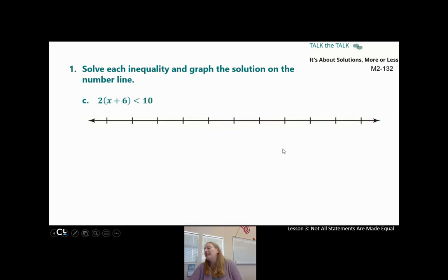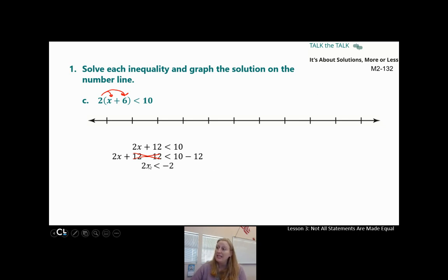For part C, the first thing I noticed is that I needed to do some distribution. So I did the distributive property, 2x plus 12 is what I get, 2 times x, 2 times 6. I was like, oh, let's get rid of the plus 12. So I subtracted 12 on both sides so that these would cancel out. And of course, 10 minus 12 is a negative 2.